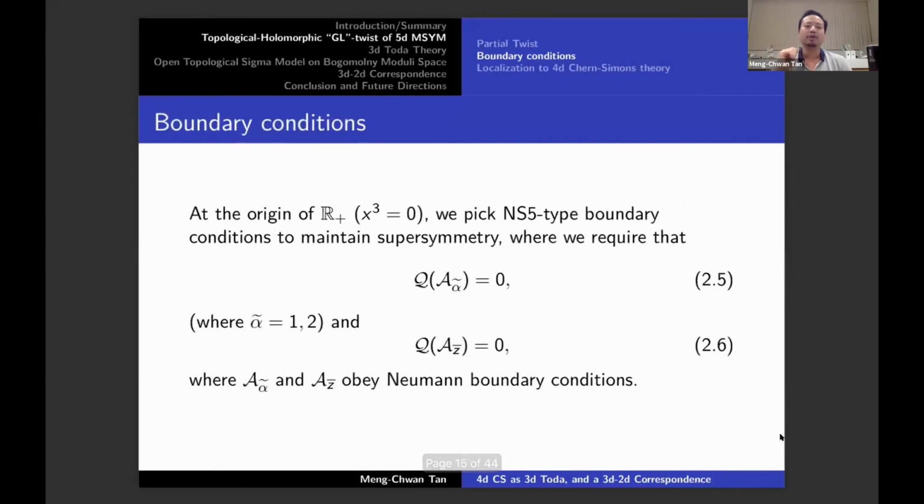Of course we have boundaries, so we need to specify boundary conditions which are supersymmetric.